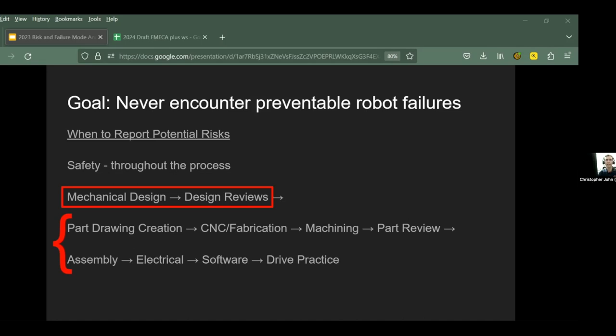Let's take a minute and share in the chat the answer to this question. What are some things in the process, from part drawing creation through to drive practice, that could be considered a risk? So what are some things in the process between part drawing creation all the way through to drive practice that could be considered a risk? Please put it in the chat.